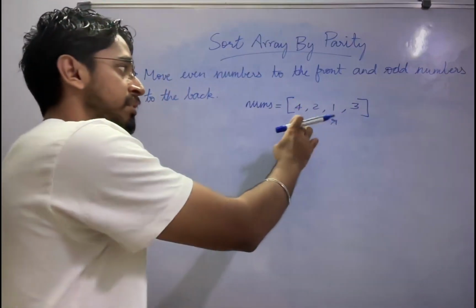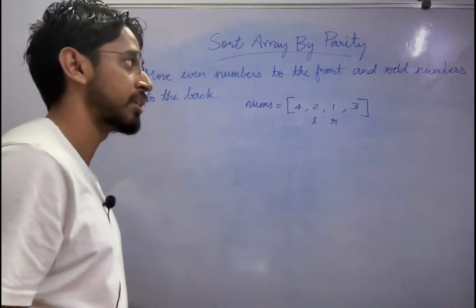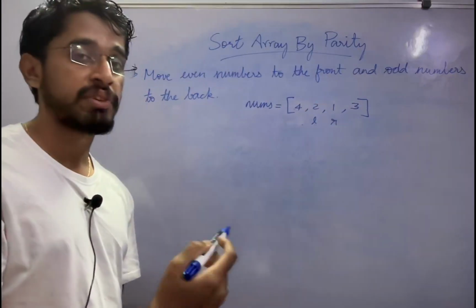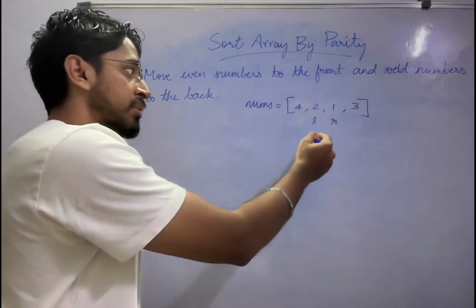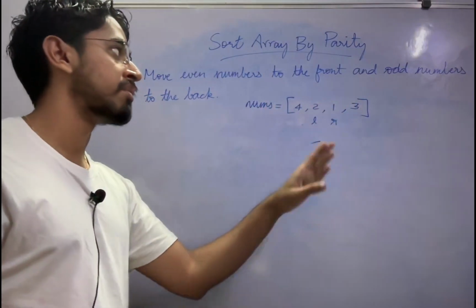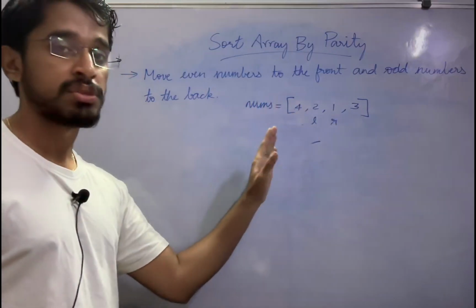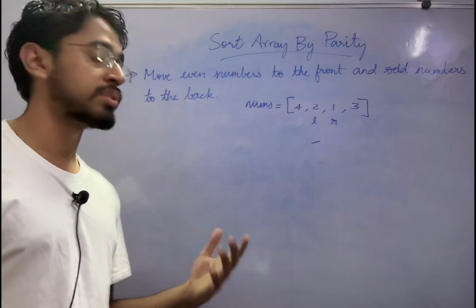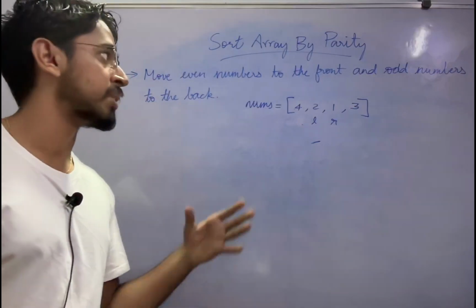Now we see that we have come to the end of the array where left and right are overlapping. That's where we end the loop and we return the current state of this array. That is 4, 2, 1 and 3, where we move all the even numbers to the left and all the odd numbers to the right. So this is how we use a two-pointer approach to solve this particular problem.